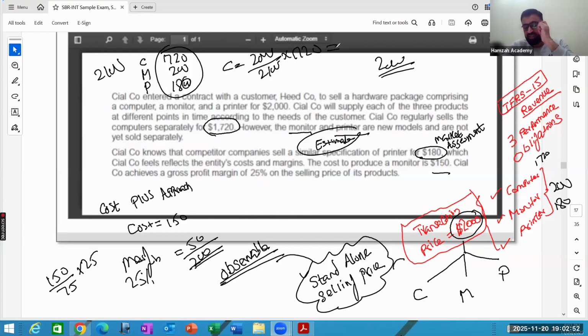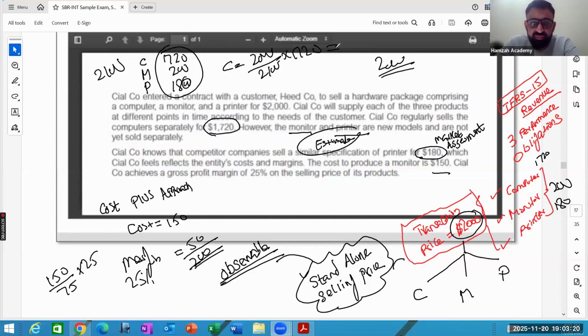How will we distinguish them? It's a very good question. In this case study, the focus is only on the allocation of the transaction price, but how will we identify how many distinct performance obligations we have? There is a rule in IFRS 15. If two conditions are satisfied, then we have distinct separate performance obligations.